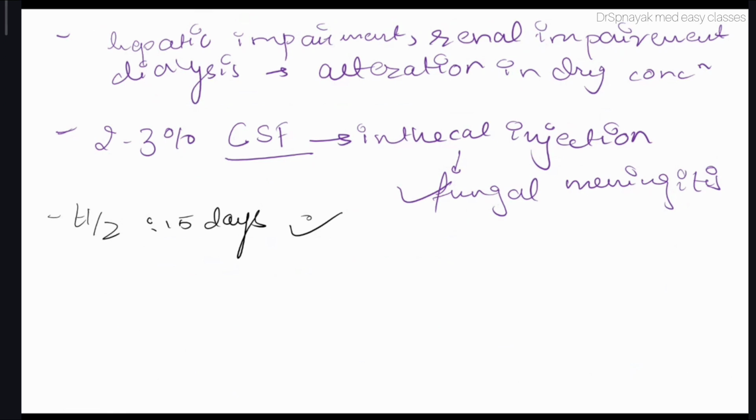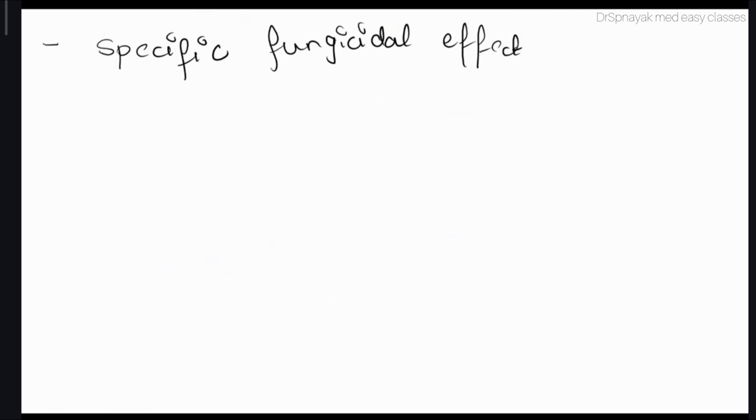Now we'll go to the mechanism of action of amphotericin B. How does this amphotericin B work? Amphotericin B has a specific fungicidal effect. It kills the fungal cell.